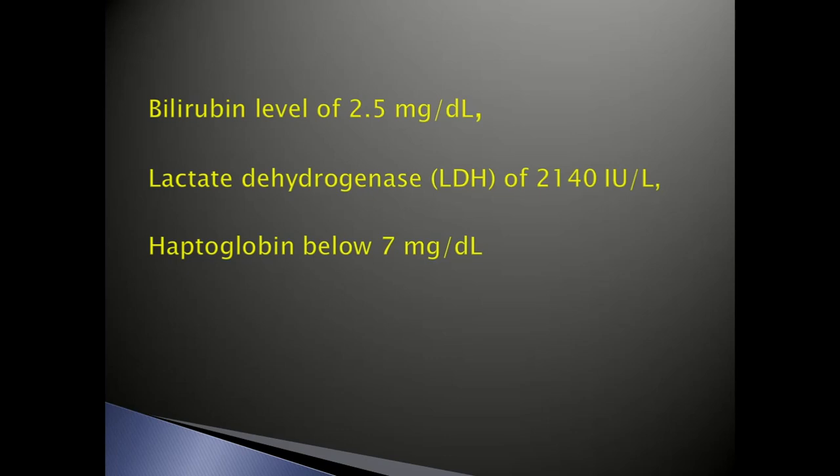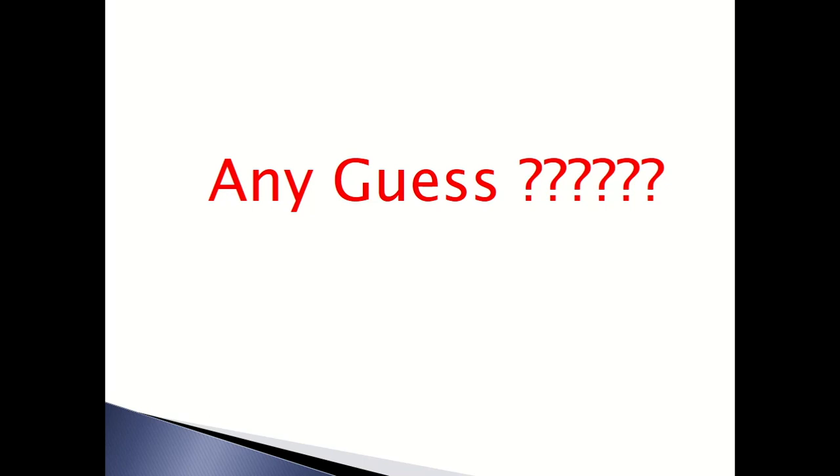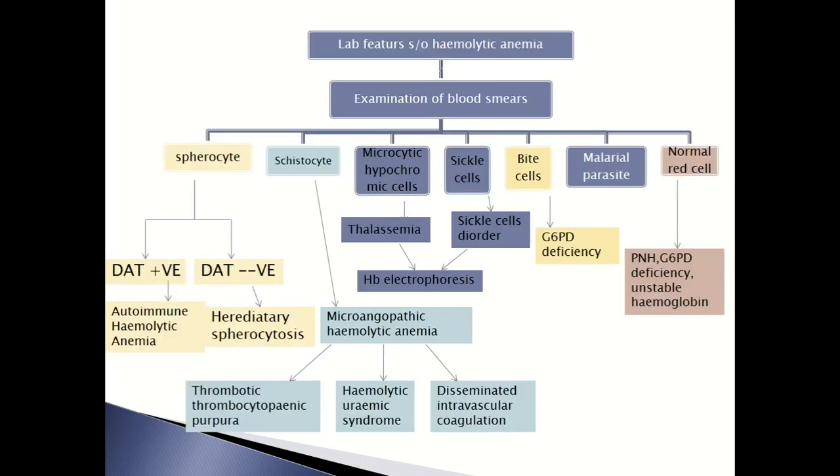Whenever there is hemolysis, obviously bilirubin increases, but LDH increases far more, and haptoglobin is lowered, because once the RBCs are destroyed, the liberated hemoglobin component combines with haptoglobin and is cleared in the reticuloendothelial system. That's why the haptoglobin level decreases. So now the guess is obviously hemolytic anemia, but which anemia is it? For that we have to examine the blood smear, and this is a very important slide in this lecture. This is the single important slide for differential diagnosis of various hemolytic anemias.